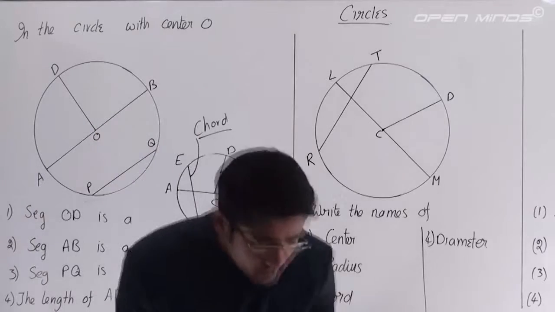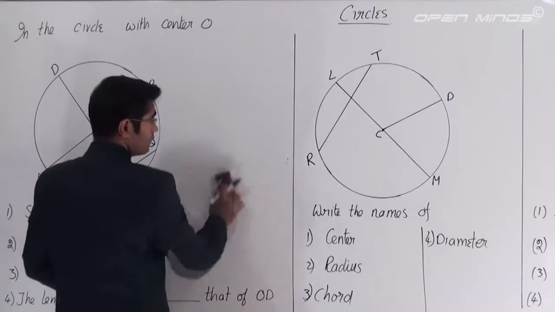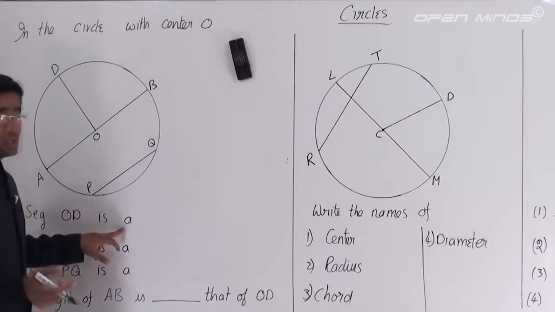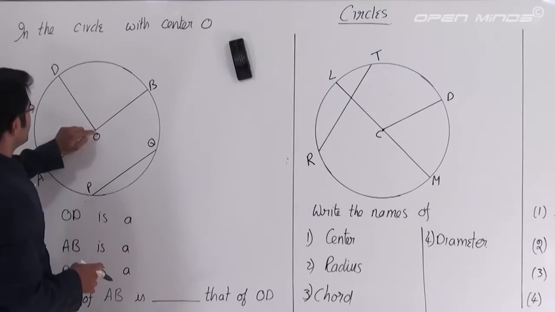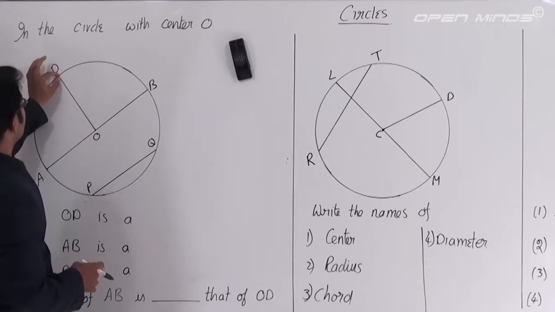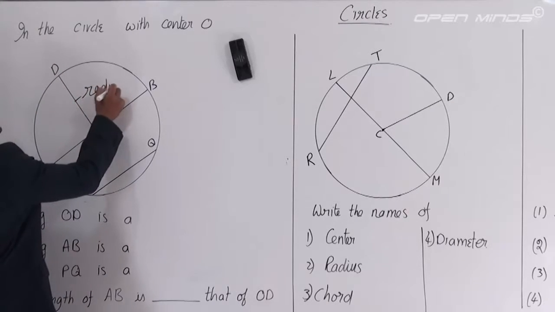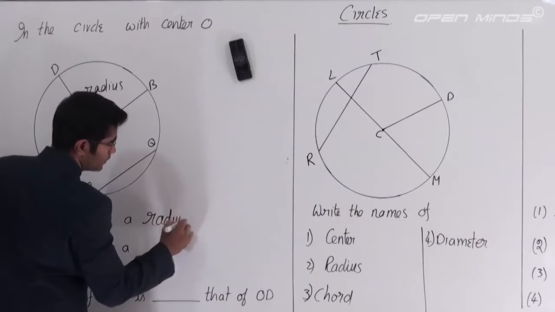Let's see what's been asked. In the first question, it says the circle segment OD is what? Where is OD? OD is this one. I know that it is a line joining the center and one of the points on the circumference. So that is nothing but the radius. Let us write that it is a radius. Okay, cool.